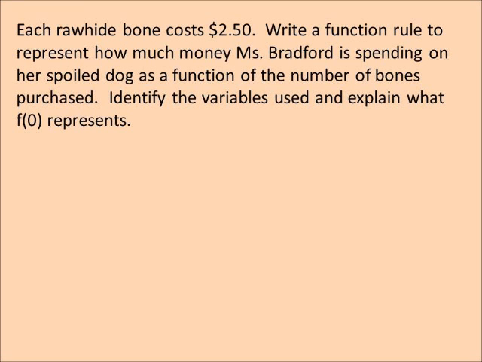Now let's look at a similar type problem. I want you to try this one on your own and then press play and we'll work it out together. So each rawhide bone costs $2.50. Write a function rule to represent how much money Miss Bradford is spending on her spoiled dog as a function of the number of bones purchased. Identify the variables used and explain what f of 0 represents.